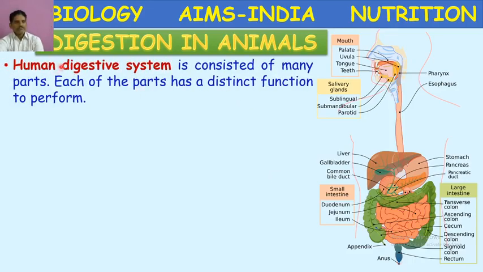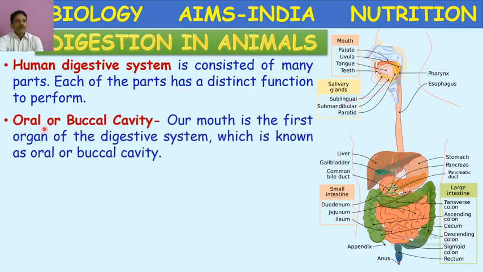So let us see, the human digestive system consists of many parts. Each of the parts has a distinct function to perform. The oral or buccal cavity is the first one. Our mouth is the first organ of the digestive system, which is known as the oral or buccal cavity.